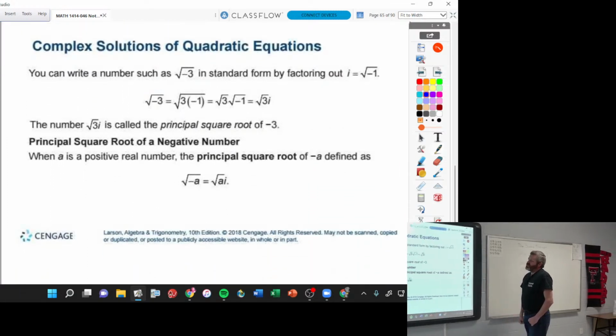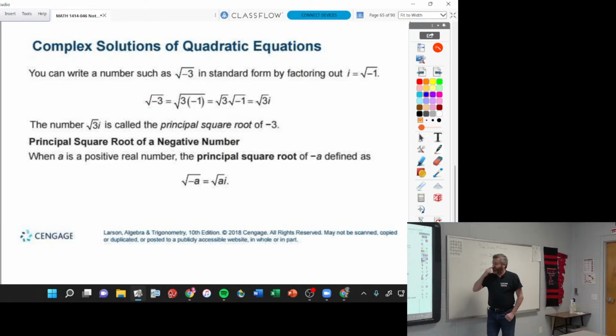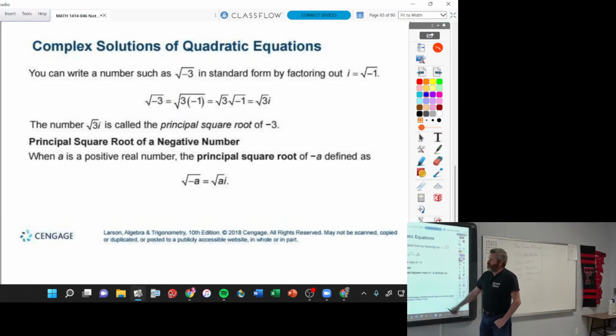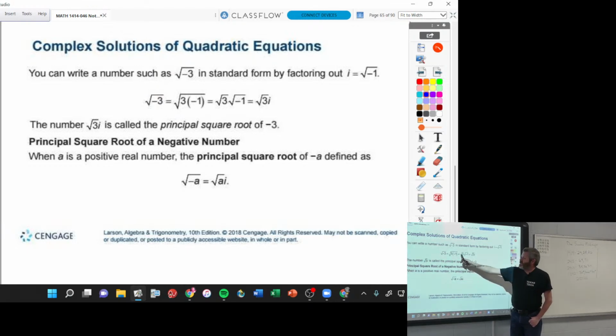You can write a number such as the square root of -3 in standard form by factoring out the i, because i is the square root of -1. So the square root of negative 3 is the same thing as the square root of 3 times negative 1, which is the same thing as the square root of 3 times the square root of negative 1, which will give you the square root of 3 i.